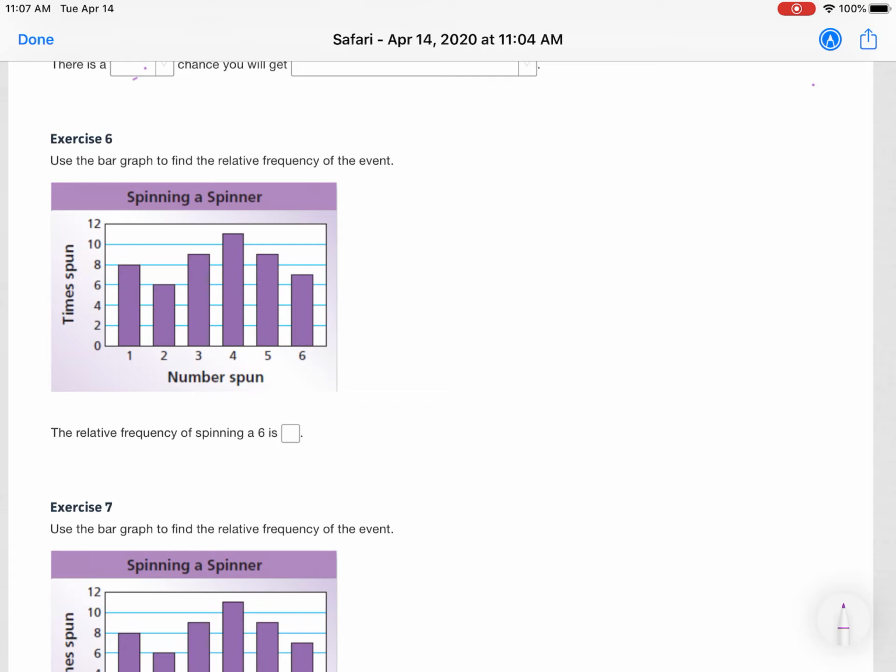Exercise 6. Use the bar graph to find the relative frequency of the event. So relative frequency is how often it actually happened. So the relative frequency of spinning a 6, you're going to look at this bar here and look how high the top of this is. It looks like it's halfway between the 6 and the 8, so this one's going to be 7.